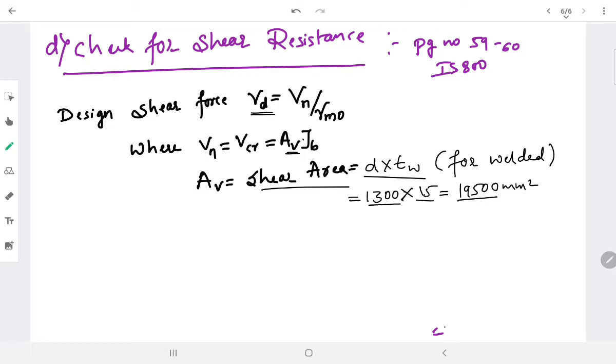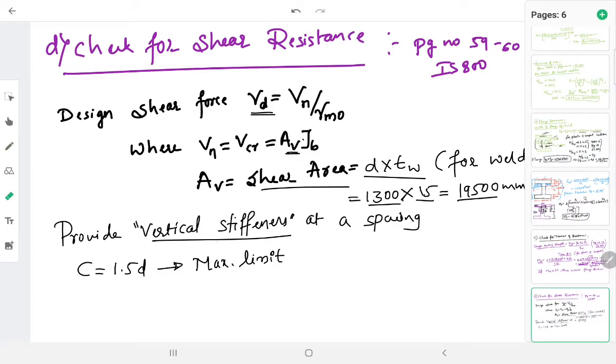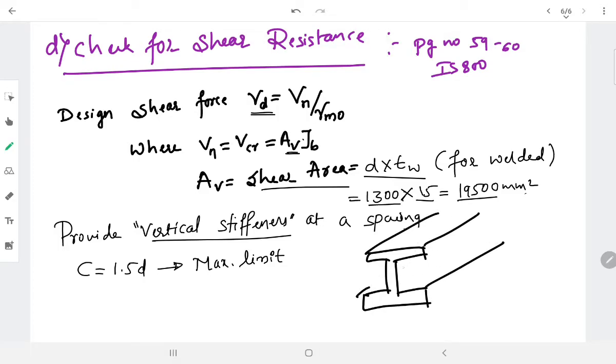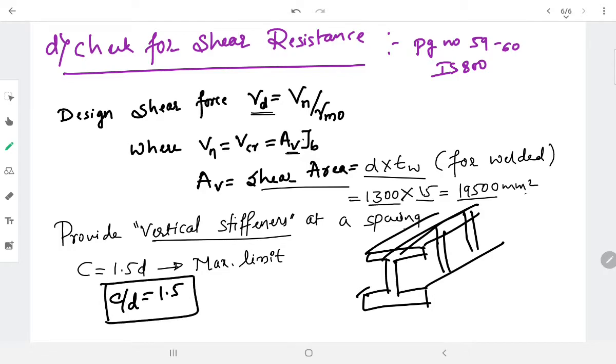After this, provide vertical stiffeners at a spacing. Suppose this is the plate girder cross section like this, then vertical stiffeners are provided to this web. The web runs throughout as a plate, and for this we provide vertical stiffeners to strengthen it. Here c by d equals 1.5, and depending on this, this is the maximum limit we can provide for the spacing between the stiffeners.